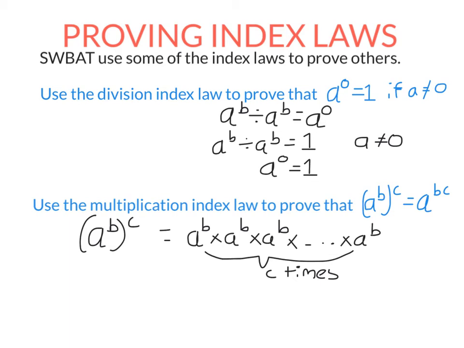But the multiplication index law tells us if I'm going to multiply all of these together, I keep the same base and I just add the powers. So I'm adding B to itself, I'm adding that C times. If you add something to itself C times, that's the same as multiplying by C. If you add something to itself 5 times, that's the same as multiplying by 5. If you add something to itself 6 times, it's the same as multiplying by 6. So this will be A to the power of B added to itself C times is just B times C. And the proof is complete.